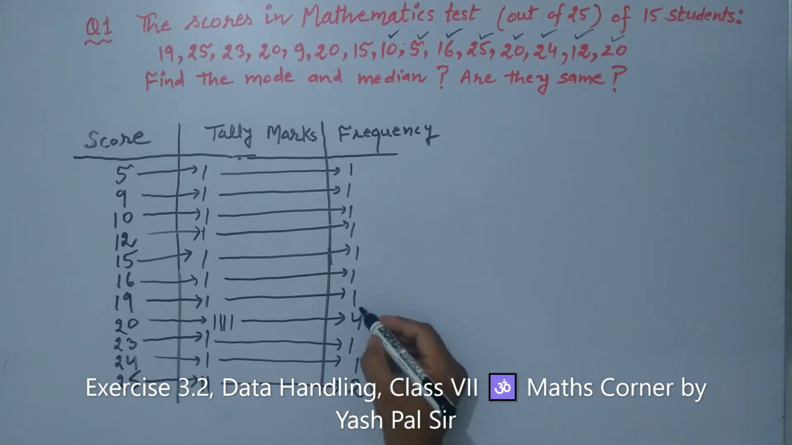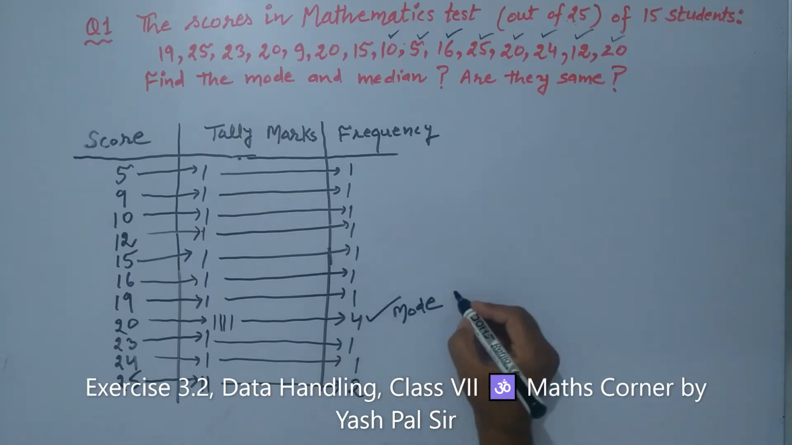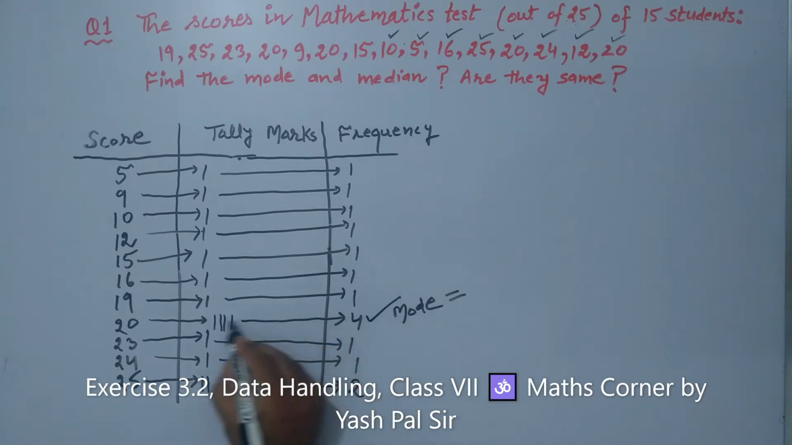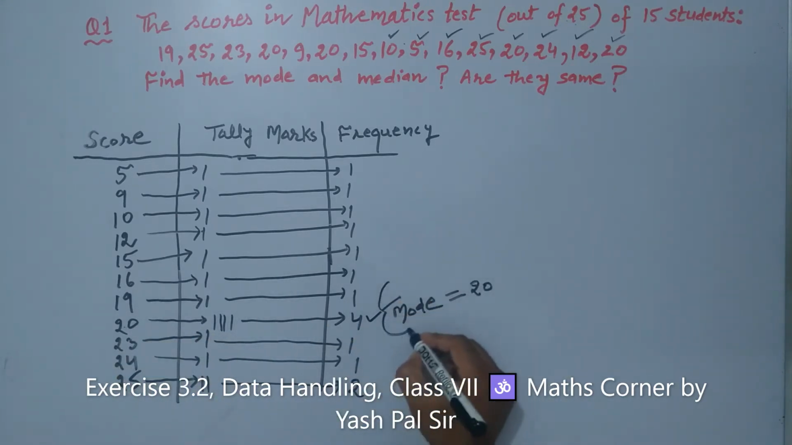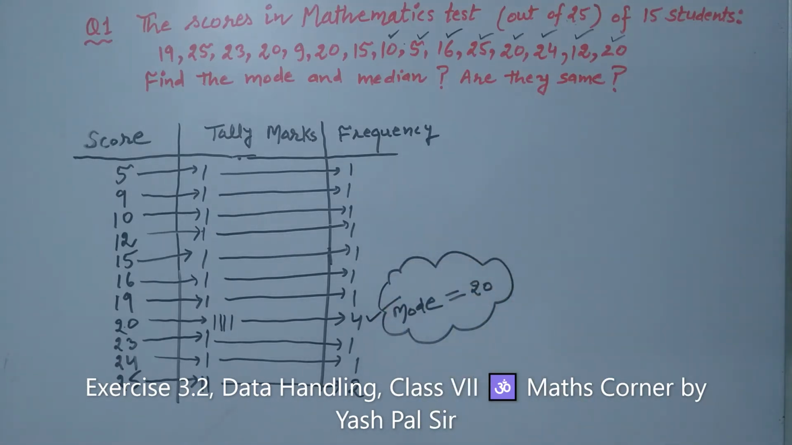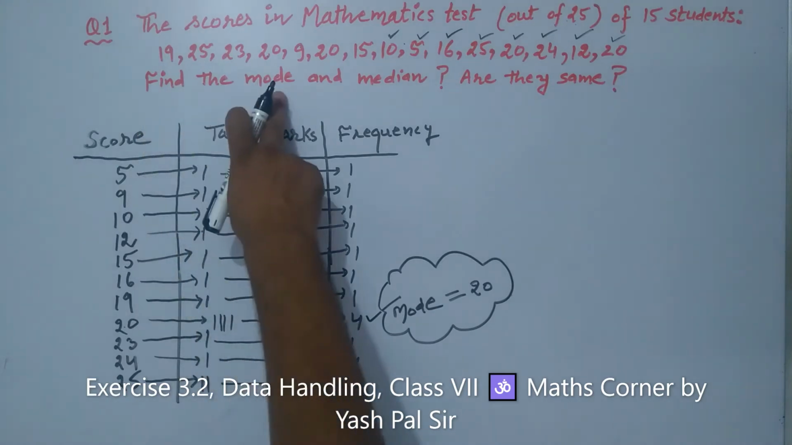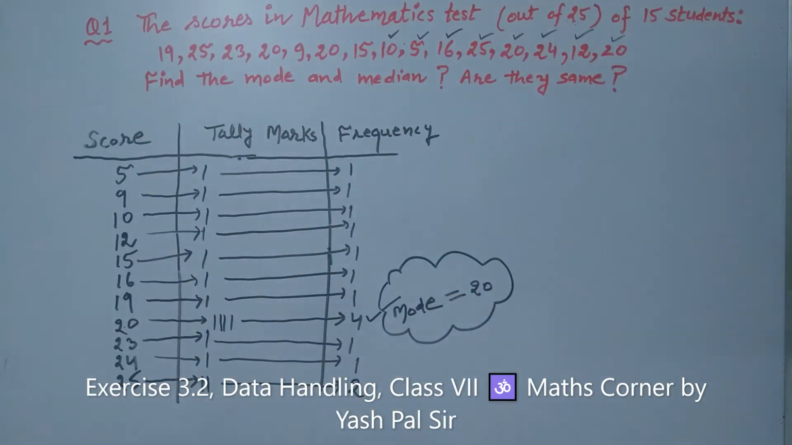So the most occurring frequency, this is the mode. What is the mode? Mode is 20. So this way, from here we find the mode. Now the first part is complete: find the mode. Next, in order to find the median, what do we do?